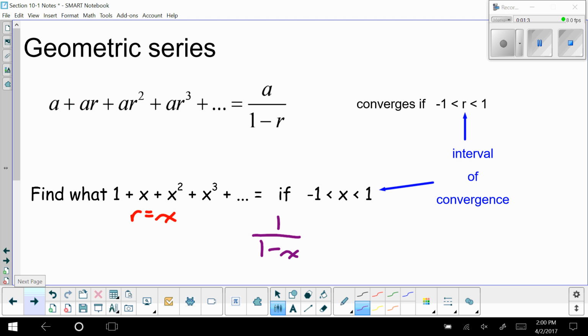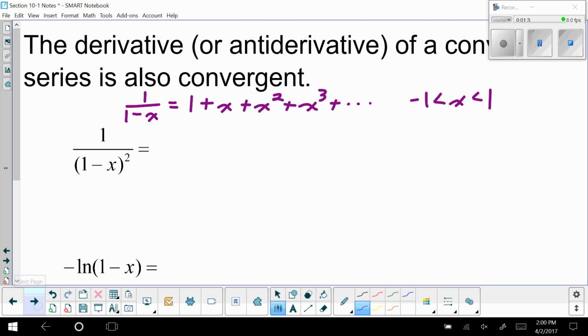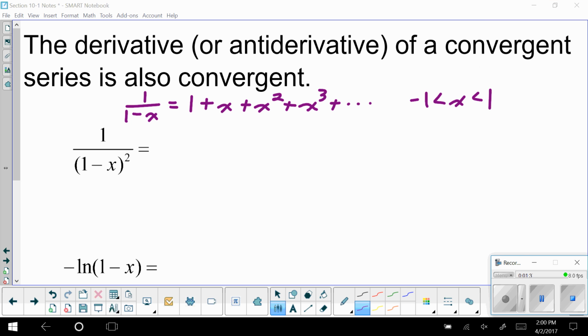Now, this is useful for us because in calculus, we can actually say that the derivative or antiderivative of a convergent series is also convergent. So if we take that infinite geometric series, the derivative of 1 over 1 minus x is 1 over 1 minus x squared.